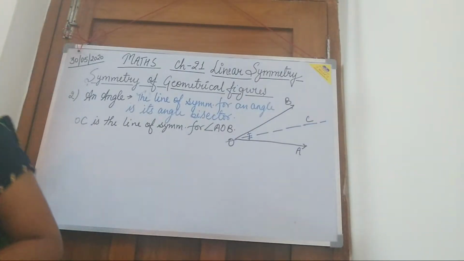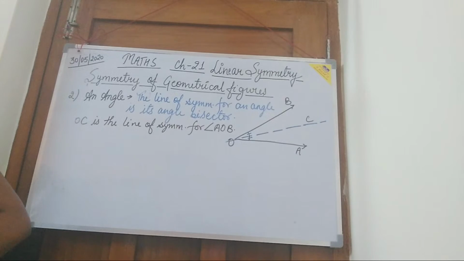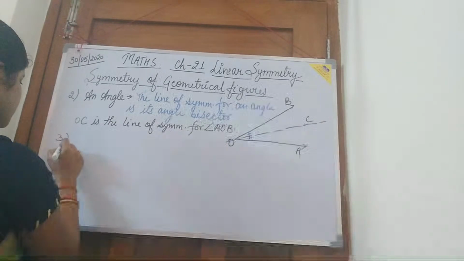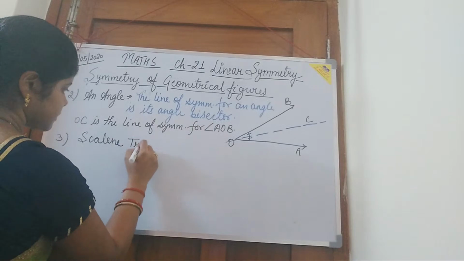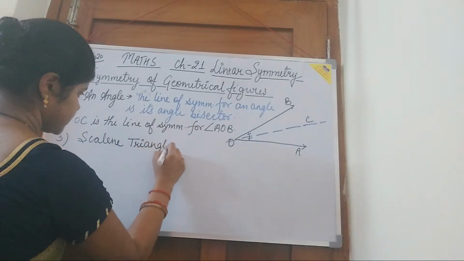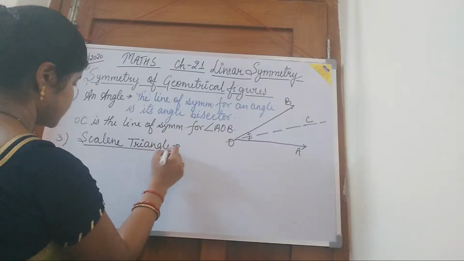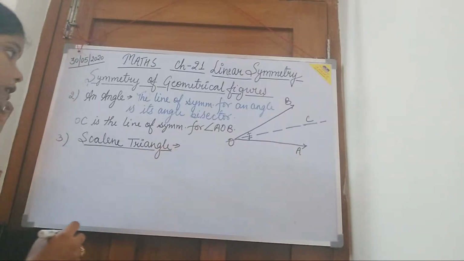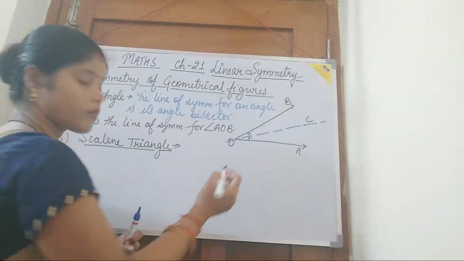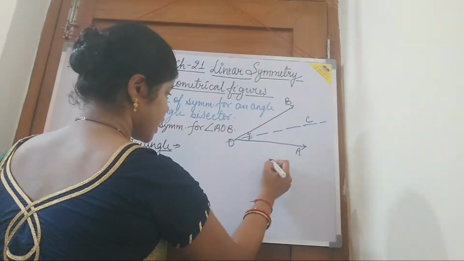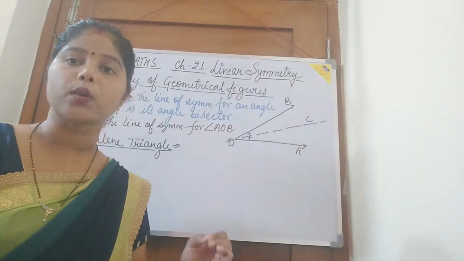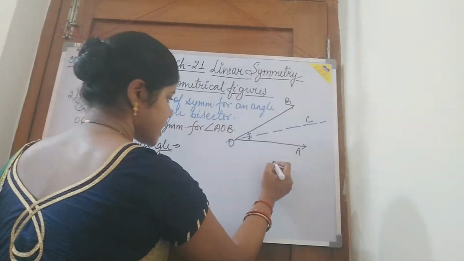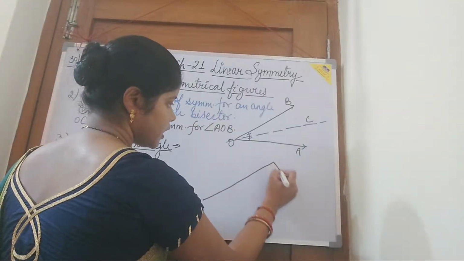Now the next geometrical figure is the scalene triangle. Third one is the scalene triangle. So in this scalene triangle, first draw a scalene triangle. Scalene triangle means in that triangle all the three sides are of unequal length.